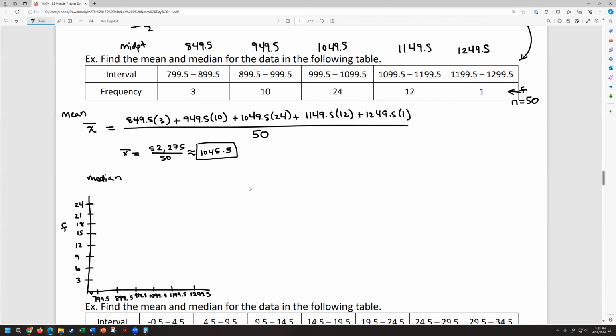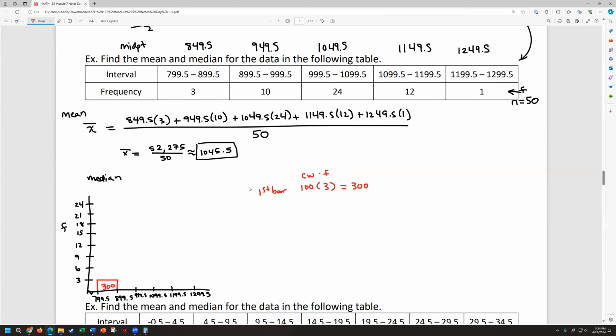Okay, so let's go ahead and make those intervals. So I usually like to do those in a different color. So 799.5 to 899.5 goes up to my 3 height. Okay, and remember that rectangle, that red rectangle, that first bar, it has a class width of 100 because that's the distance between these two values, and it has a height of 3. Okay, the frequency is a 3. That gives me the area for that whole bar.